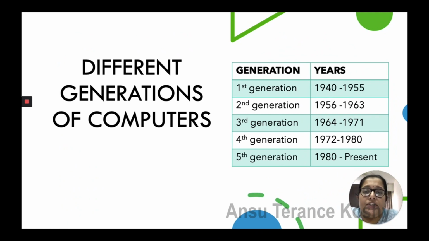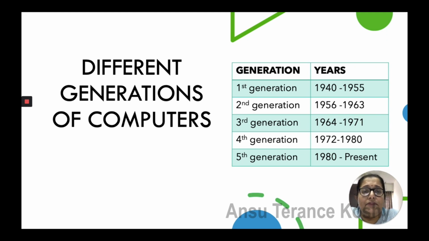Different generations of computers. In the last slide itself, we discussed there are five different generations of computers. It is divided into first generation, second generation, third generation, fourth generation, and fifth generation. The years which are accounted for these generations are also listed.